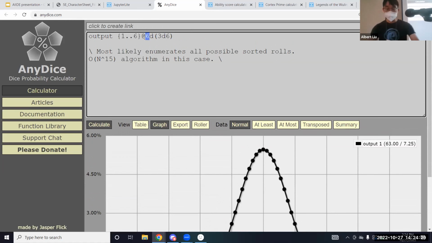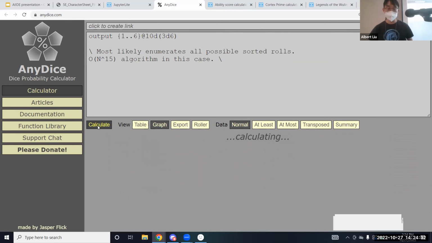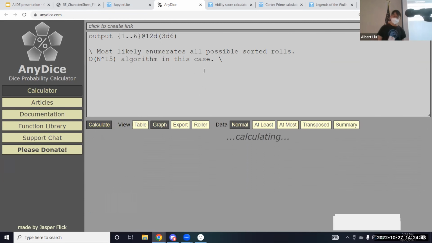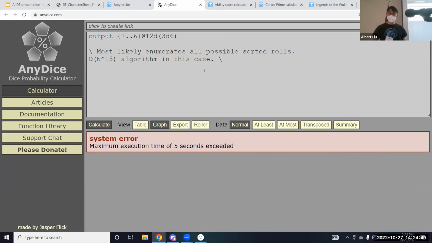But if you go to, say, 10 dice, or 10 ability scores, I should say, and calculate it, it starts taking a while. And then if you go to two more dice, you hit calculate, you wait a while, and it hits the execution time limit. Now, AnyDice is not open source, but we can infer that it's most likely enumerating all possible sorted sets of ability scores, which in this case is an n to the 15th algorithm. So technically not exponential, but obviously not great.